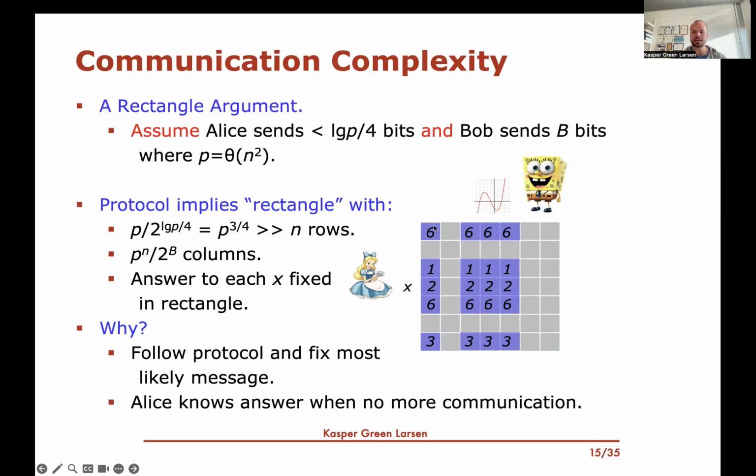It means that it must look something like this, like all sixes, the answer is all the same, the answer is all the same, the answer is all the same. And so this has to exist because the protocol is correct, so she must know the answer to the query here at the end.